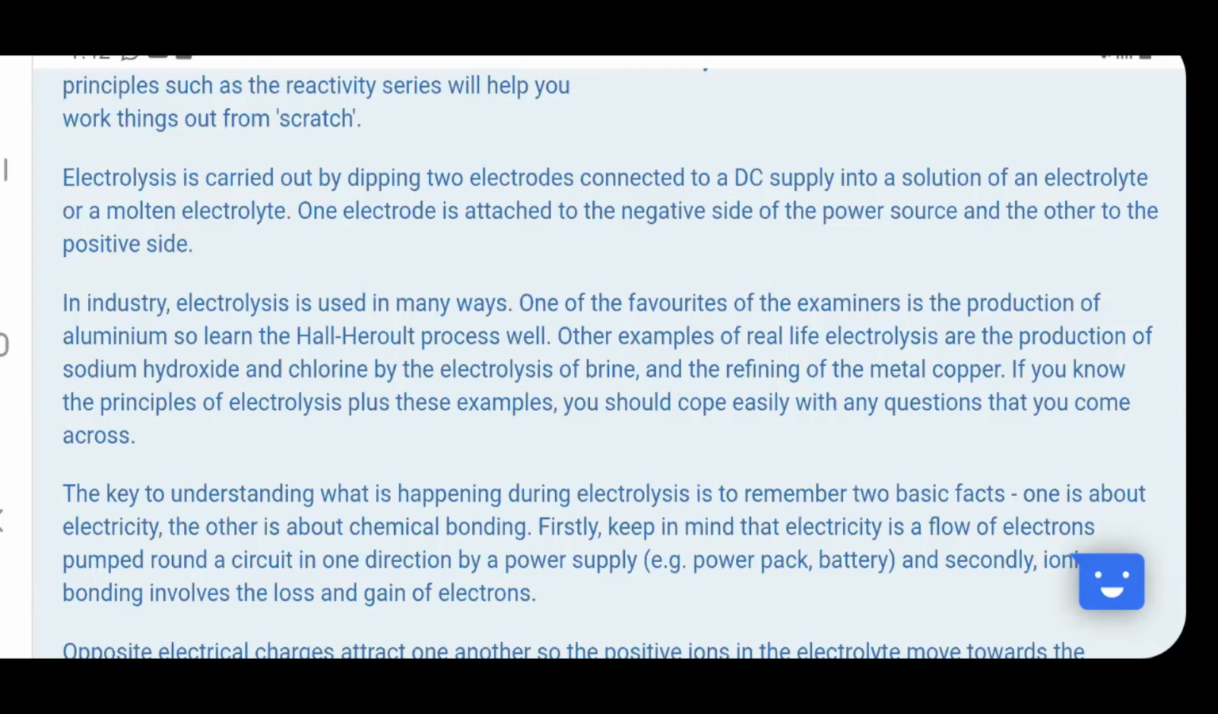The key to understanding what is happening during electrolysis is to remember 2 basic facts. One is about electricity. The other is about chemical bonding. So true. In life, everything around you is about bonding, is about chemistry, right? It's about something that occurs in life.